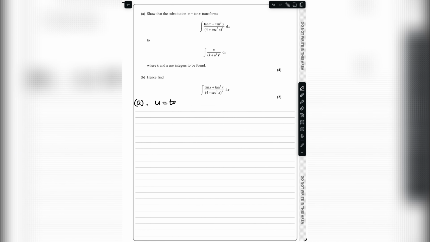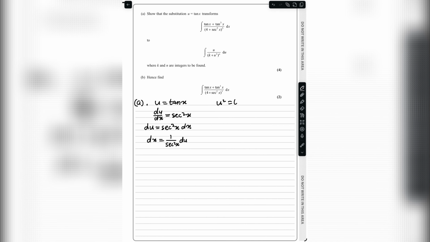So we know that u equals tan x, so du by dx gives us sec squared x. So by multiplying both sides by dx, we have du equals sec squared x dx. So dx equals 1 over sec squared x du. And given as u equals tan x, u squared is tan squared x, which is the same as sec squared x minus 1. So sec squared x equals u squared plus 1.